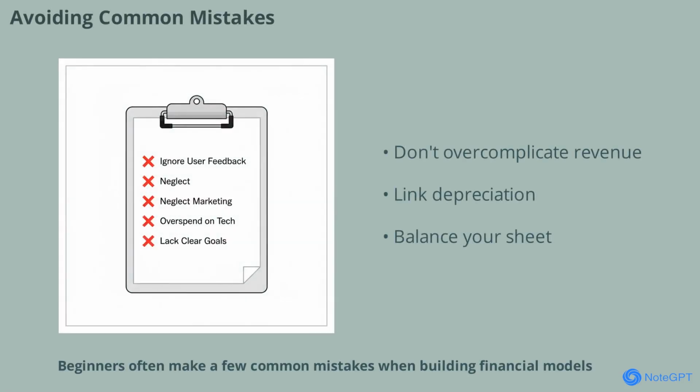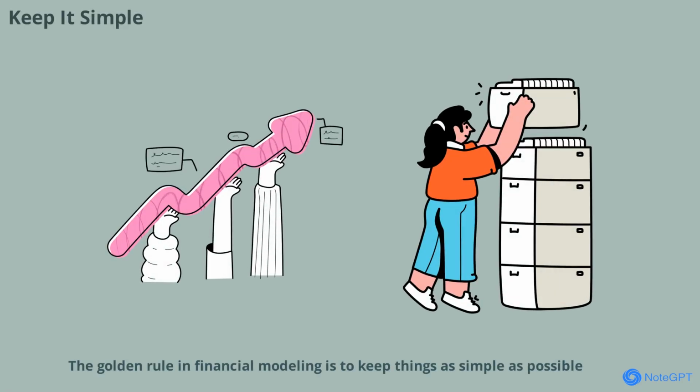Beginners often make a few common mistakes when building financial models. These include overcomplicating revenue, forgetting to link depreciation, not adjusting working capital, failing to balance the balance sheet, and making too many assumptions, which can lower accuracy. The best approach is to start simple and only add detail when it's truly needed. This keeps your model accurate and easy to update as new information comes in. The golden rule in financial modeling is to keep things as simple as possible.